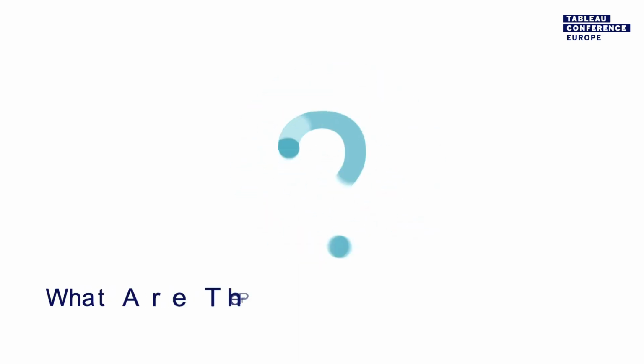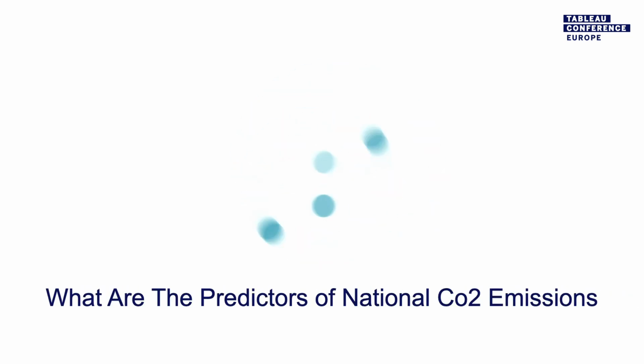Okay. Back to our data science flow. We need to start with a question, and the theme of today is saving the world. One of the biggest threats to our environment right now is the rise in CO2 emissions. So I want to see, using Tableau and Python, can I define what the predictors of national CO2 emissions are? So we have our question. We now need to find our data.